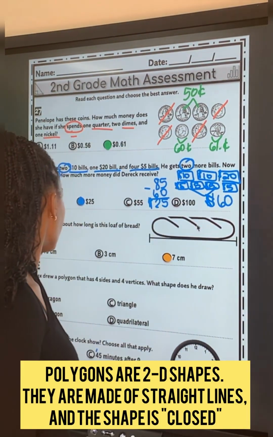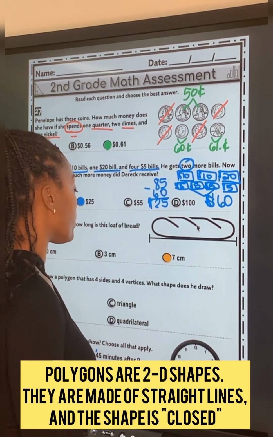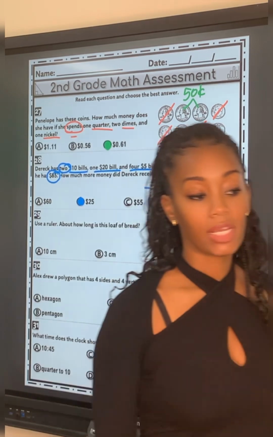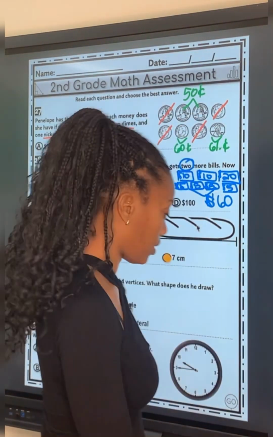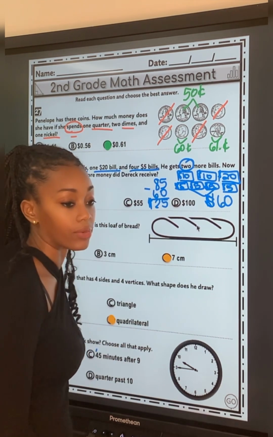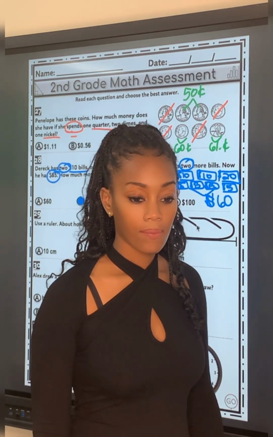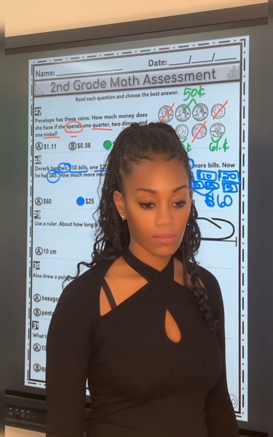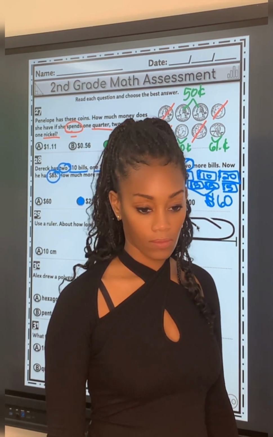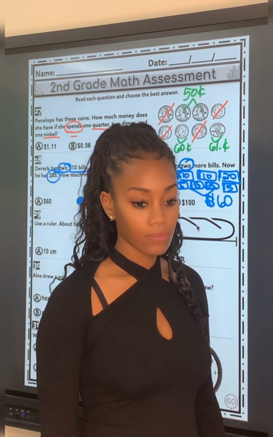Look at number 30. Number 30 says, Alex drew a polygon that has 4 sides and 4 vertices. What shape does he draw? Yes. A quadrilateral. And what do we know about a quadrilateral? A quadrilateral has 4 sides, 4 vertices, and can be a square and a rectangle also.